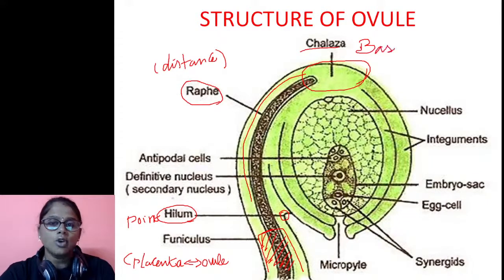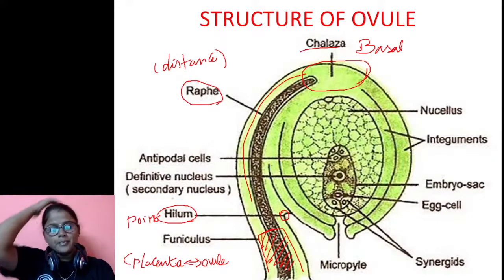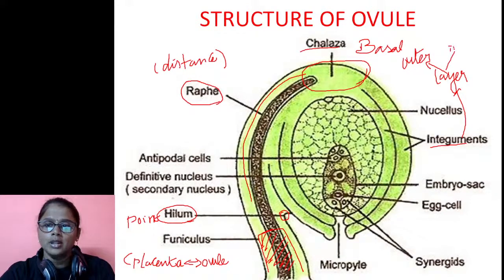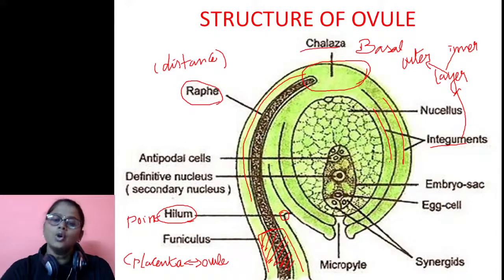So the basal soft cushion-like structure is called the chalazal region, and they are covered by integuments. Integuments means layers. So there are two layers present in the ovules. One is the outer integument, another one is the inner integument. So we are having two integuments. One is here and second one is here. So two integuments are covering the ovules.